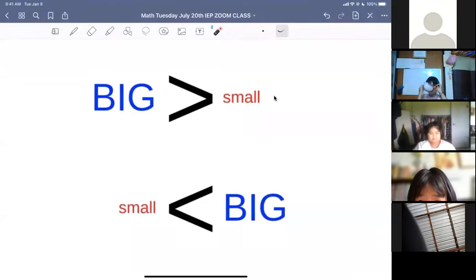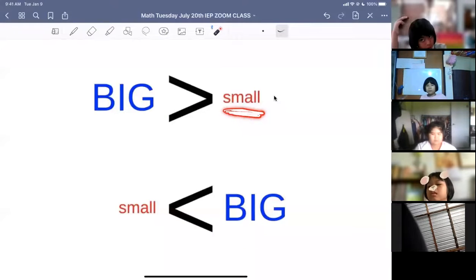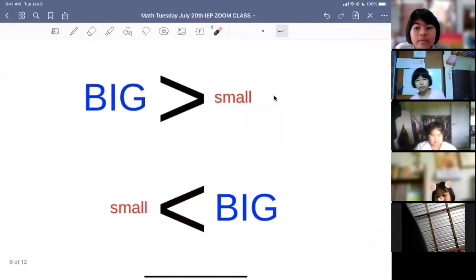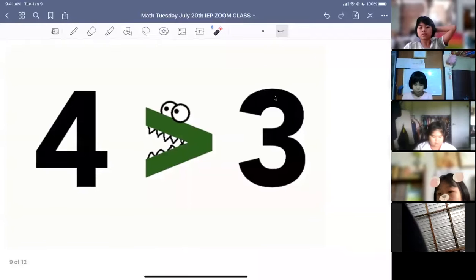So when we compare numbers, we have big on this side, and we have small on this side. And we have small, and then we have big. All right, so it looks like a mouth, right? Let me show you a picture. It's like a mouth, right?